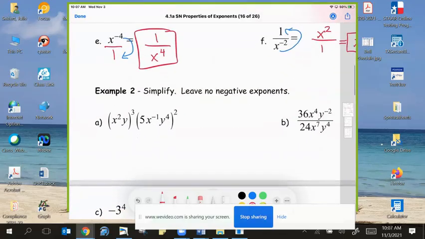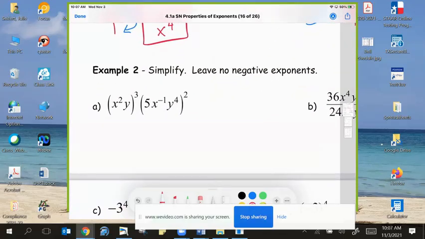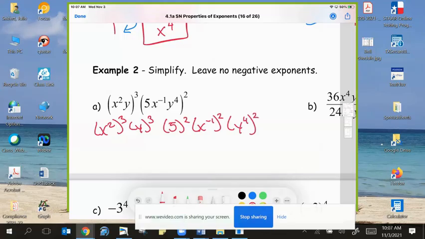Okay, so in part A, we have a parentheses to the 3rd power. That will be x squared to the 3rd times y to the 3rd. We have another parentheses to the 2nd power. This will be 5 to the 2nd power, x to the negative 1 to the 2nd power, y to the 4th to the 2nd power. Okay, x to the 2 to the 3rd, multiply power to a power. It's going to be x to the power of 6, y to the power of 3.